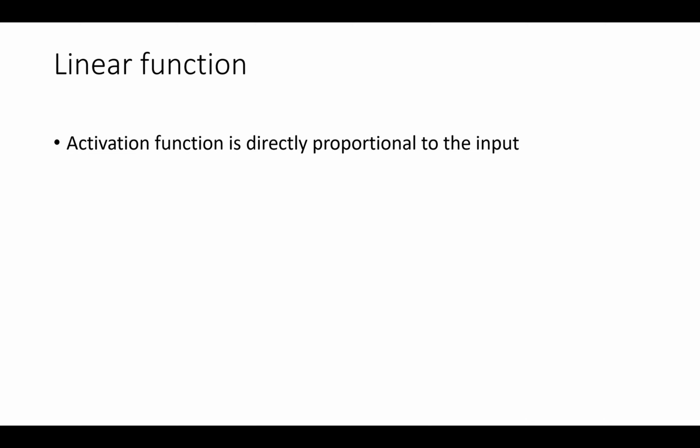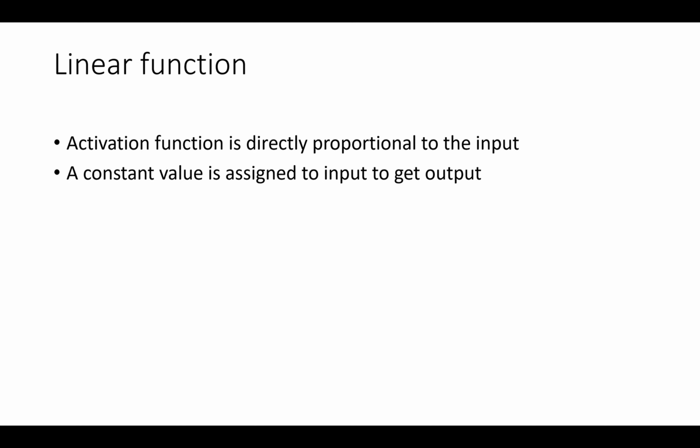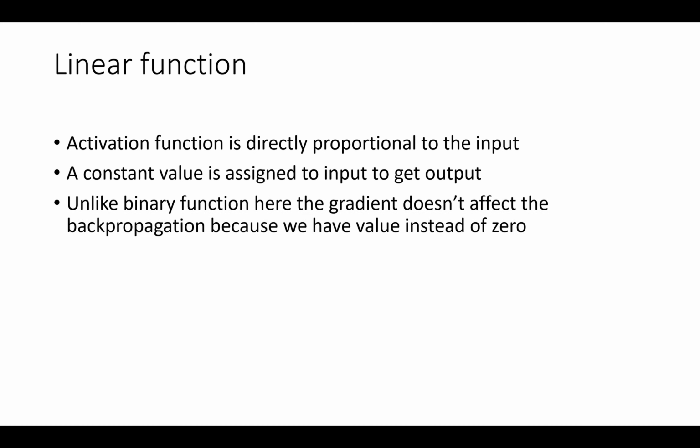Coming to linear function. Linear function generally implies a direct relationship between the input and output. As I mentioned earlier, it is y is equal to ax. So in this, a is an element which has a constant value. Hence, it has a constant value and it does not have 0, so it can be used for backpropagation.